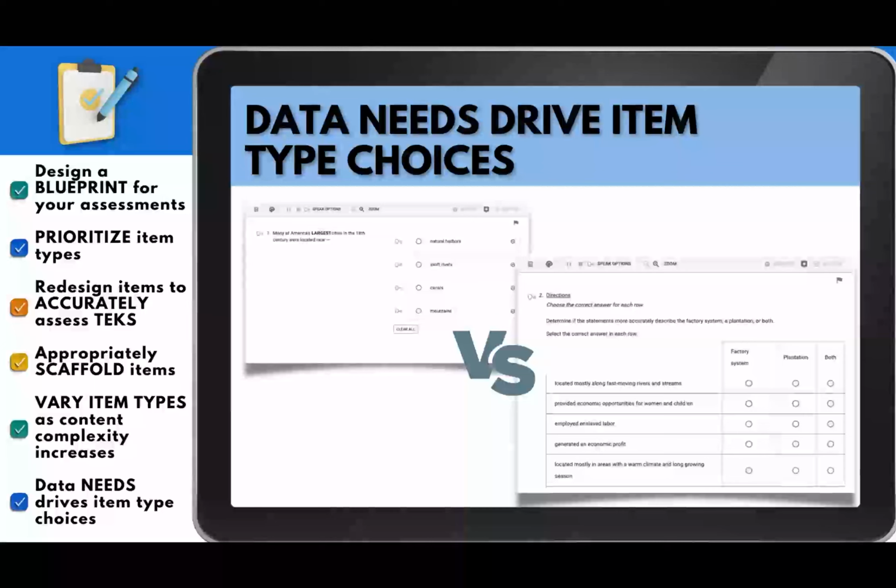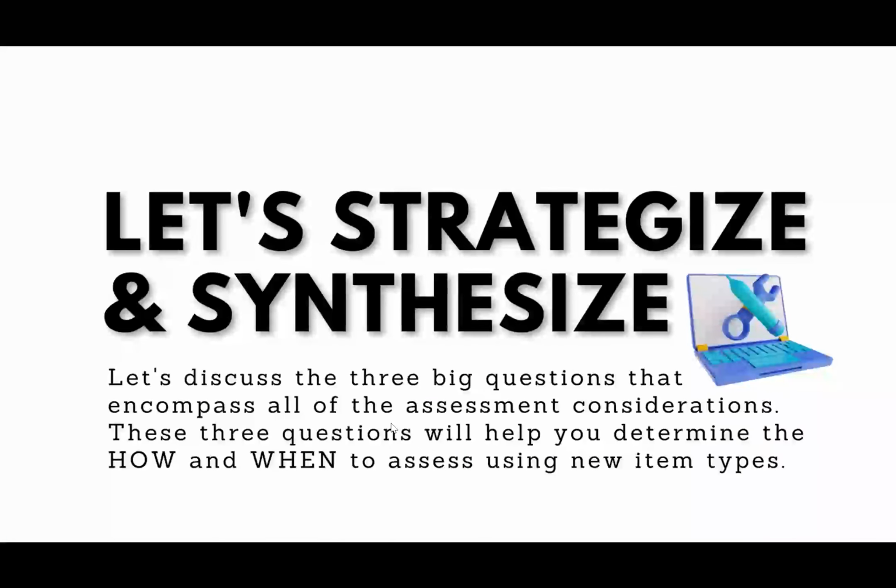And sometimes it's not. At the end of the day, it truly boils down to what you need to know about what your students know. And what item type is going to deliver the data you need to grow your student or even your curriculum program. All right, so those were our 6 points. And now I want to take some time to bring it all together.